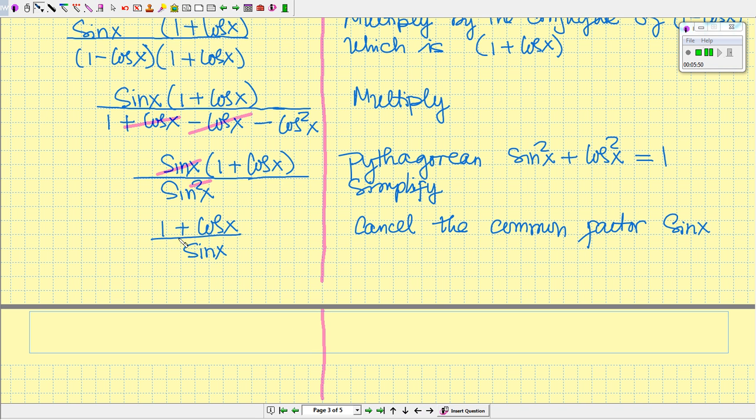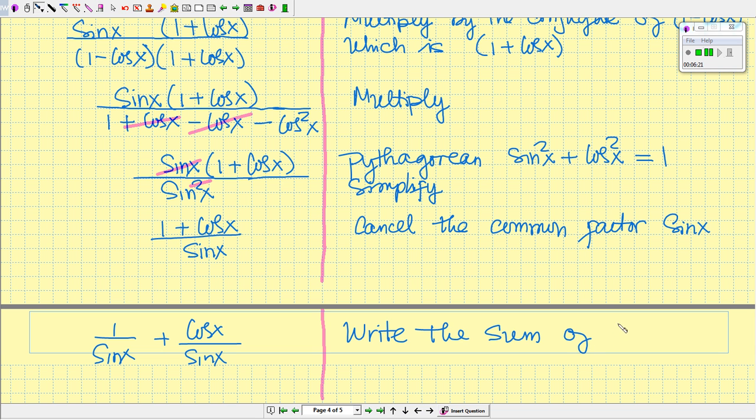The next step, we are going to go ahead and write this one fraction as the sum of two fractions. So we have 1 over sine x plus cosine x over sine x. So I'm going to go ahead and write a quick note for us right here. So what we did is that we write the sum of two fractions. So from one fraction we write it as the sum of two fractions.